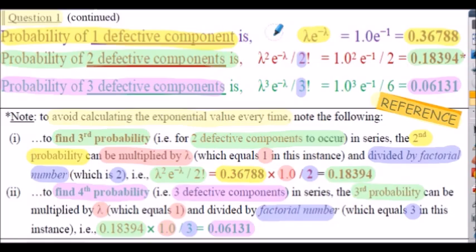So as I say, that's purely for reference. It's just a way of calculating the third term and onwards in the series in a slightly quicker fashion than always evaluating the exponential.